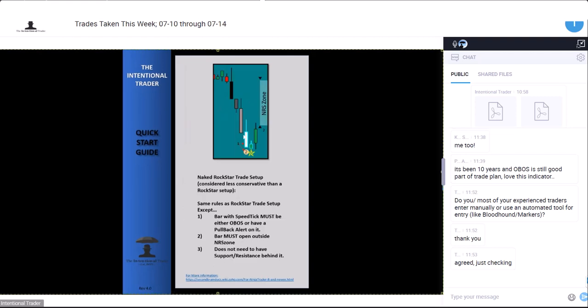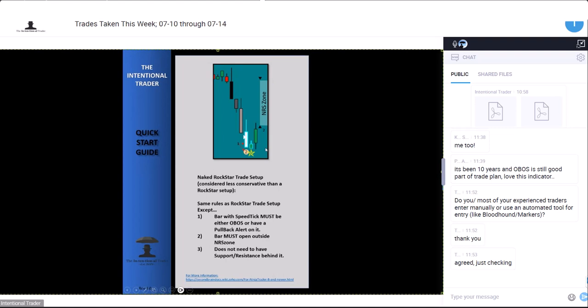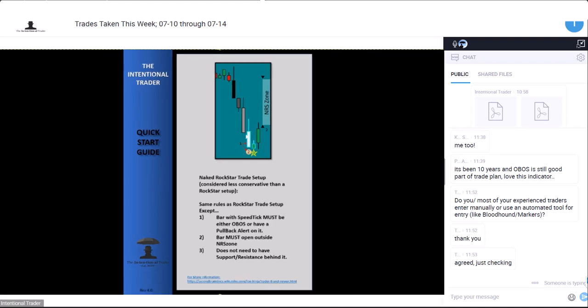This one's a naked Rockstar, very similar to the Rockstar, but we don't have the major support or resistance. That major support or resistance provides confluence for us. If it's not there, then we still need more confluence, and we're going to need one of two things: either price to be oversold or a pullback alert. We need one of those two to be on the bar with the speed tick on it.